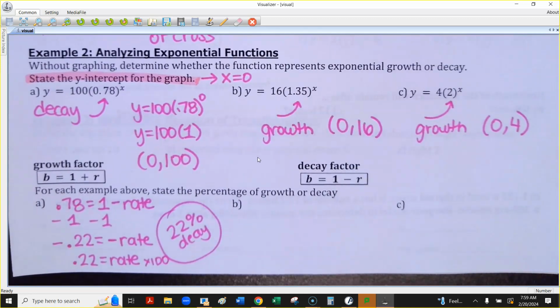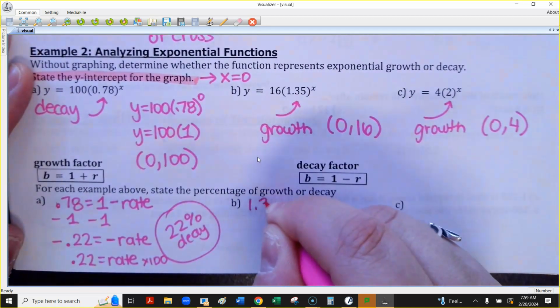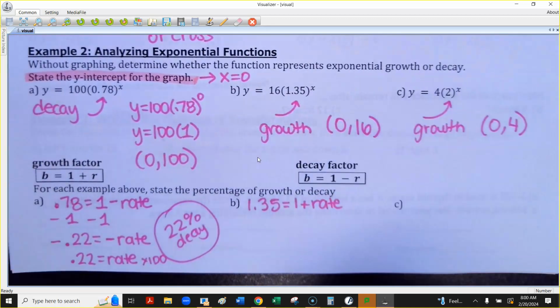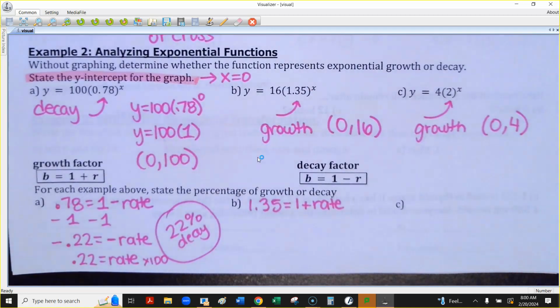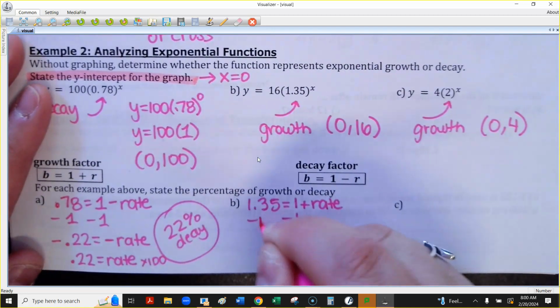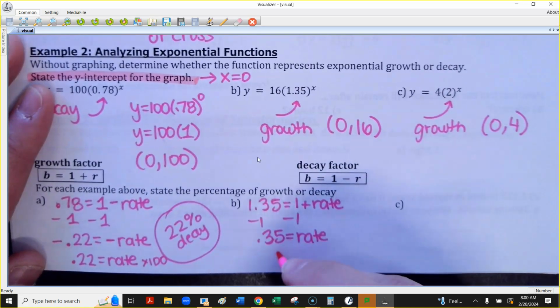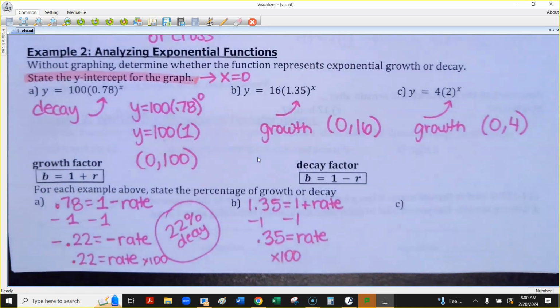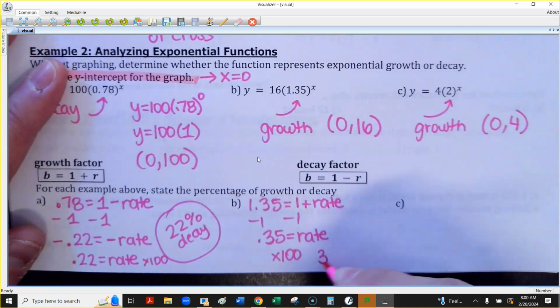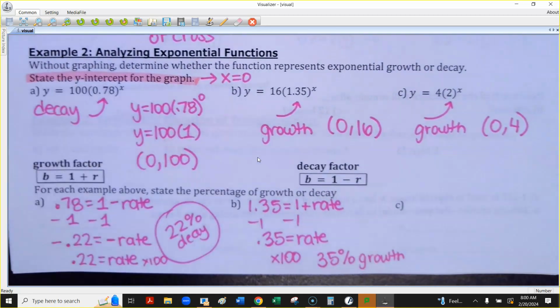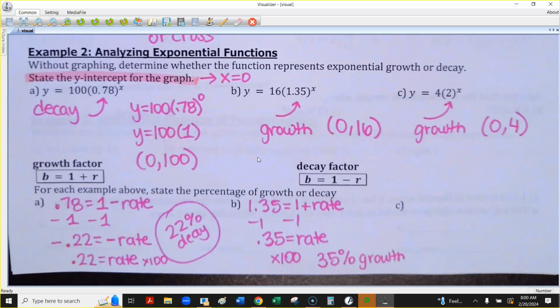If you have growth, which I have in the other two here, my b value, which was 1.35, is 1 plus the rate. Anything over 1 is going to increase the value. That maybe is a little bit quicker to see if you want to use the little formula. So this would be 0.35 as my rate. And again, if you want to change it to a percent, we just multiply it by 100. So this would be a 35% growth if you had 1.35. The 1 accounts for whatever you already have, and then the 0.35 adds 35%.